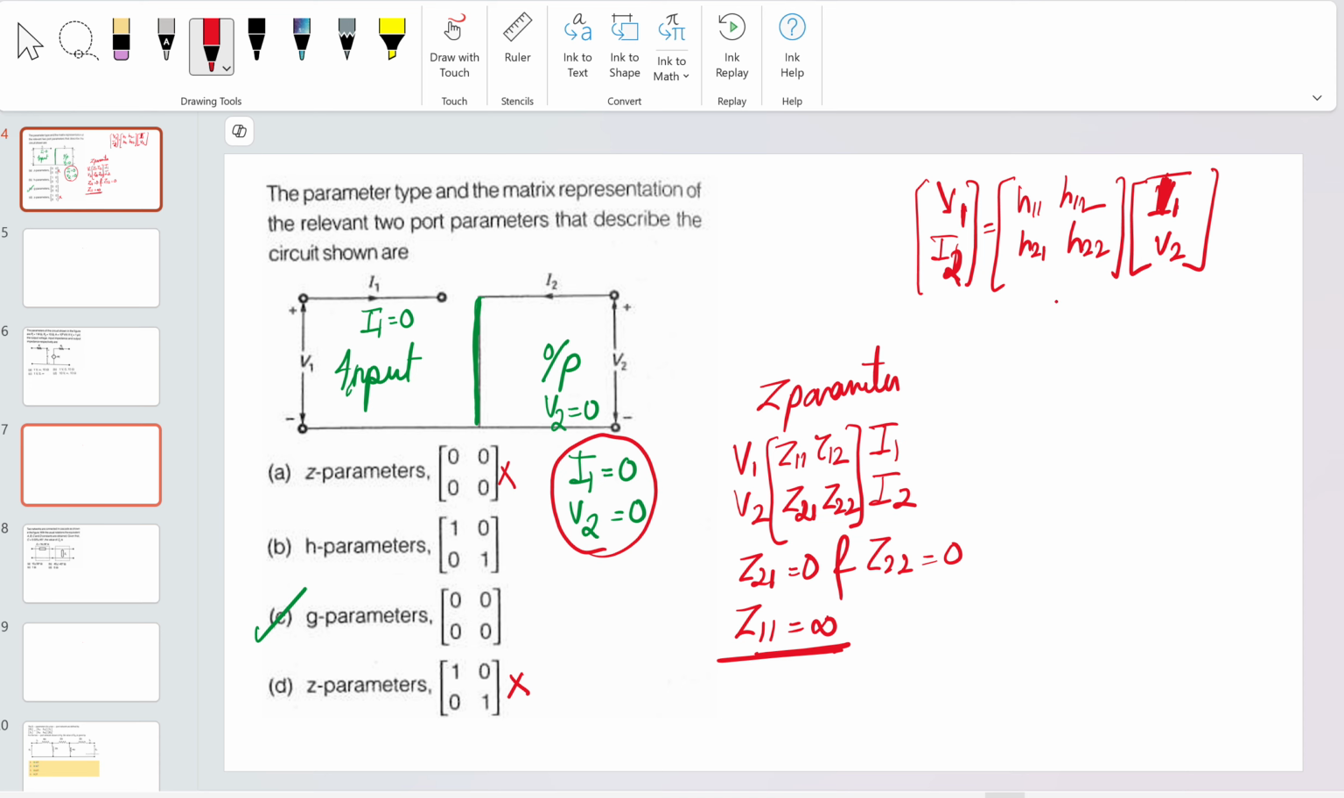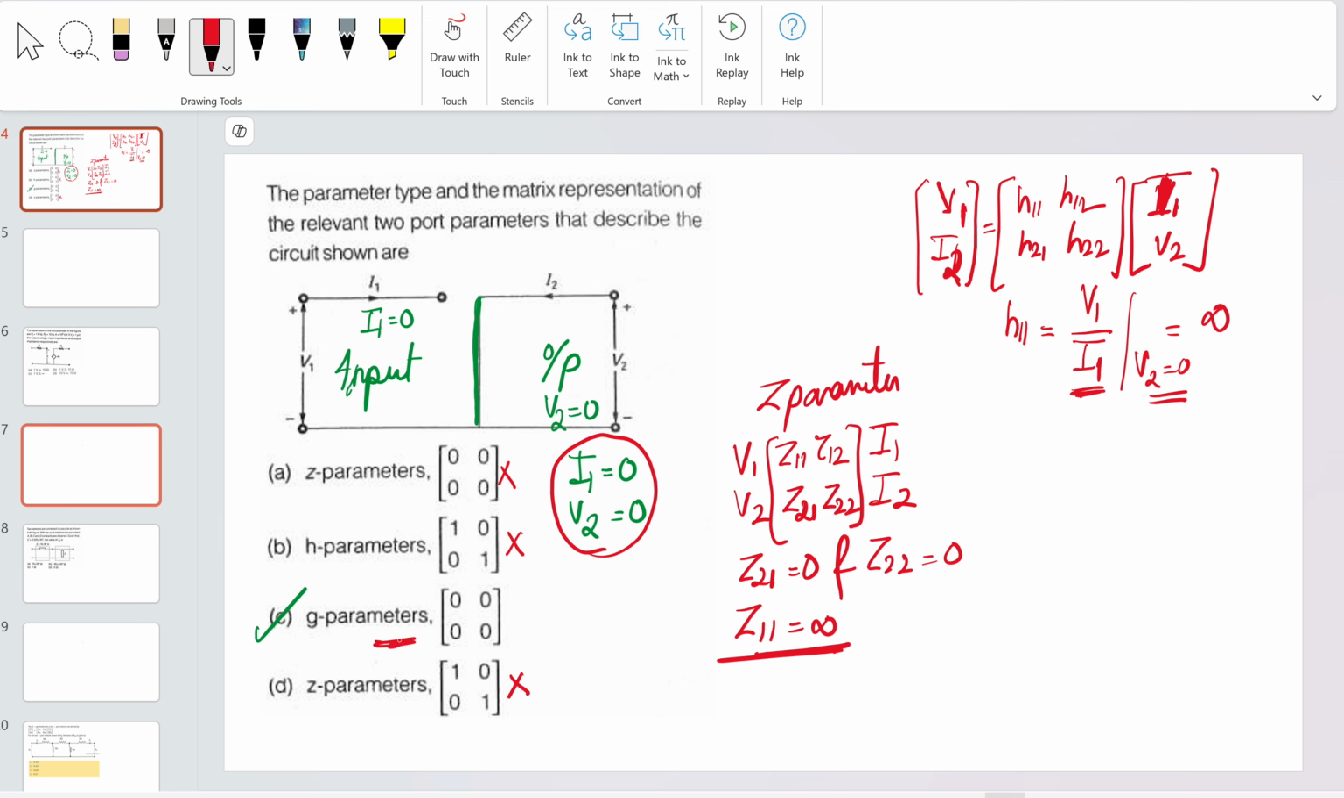Why? Because in all the parameters, if I go through H11, that will be equal to V1 by I1 at V2 equal to 0. V2 equal to 0 is satisfied, but I1 is in the denominator, so it will come out to be infinite. So the H parameter is actually not suitable.